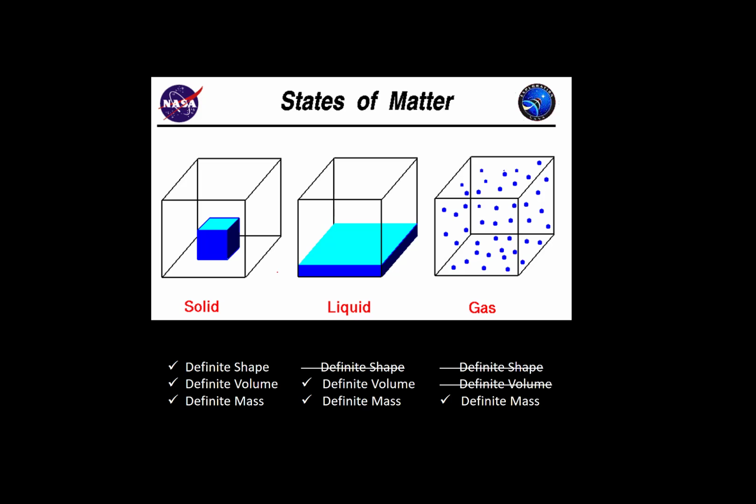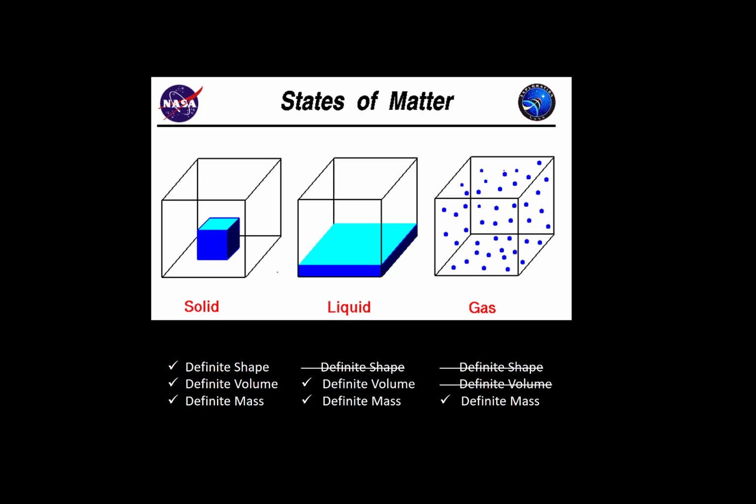All right, the next concept that we'll go into is states of matter. States of matter are best thought of with one of the most familiar examples, which is water. We have solid, which we know as ice, we have liquid, and then we also have gas, which is water vapor. The key is that a solid has a definite shape, a definite volume, and a definite mass. Think of an ice cube.